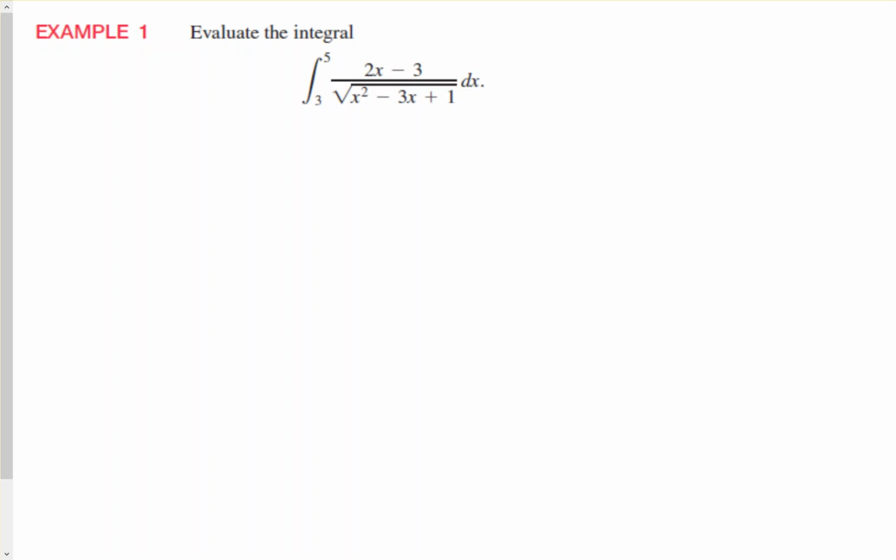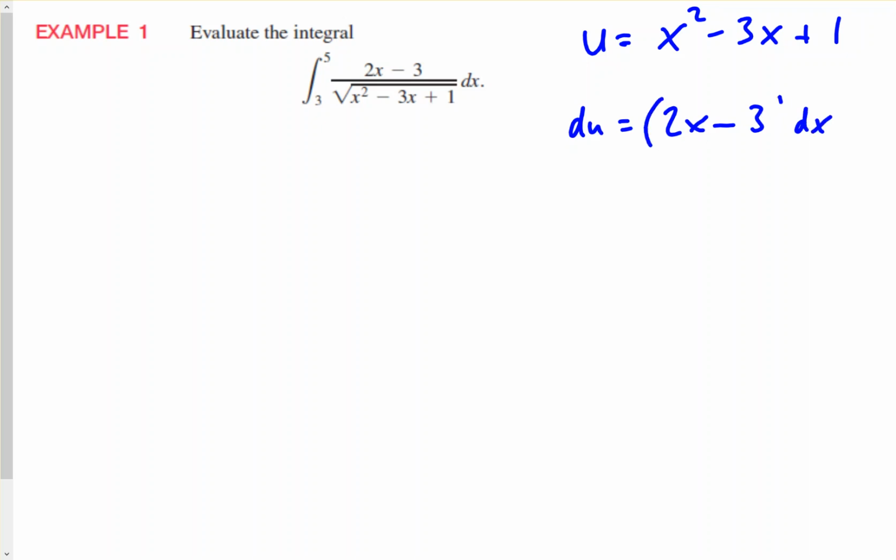Evaluate the integral. Okay, we have from 3 to 5, and we have the integral. We notice we could do a little u substitution here. If we said u is equal to x squared minus 3x plus 1, and then du would equal 2x minus 3 dx. Okay, so luckily for us, we have that 2x minus 3 dx. So this could be solved with a u substitution form.